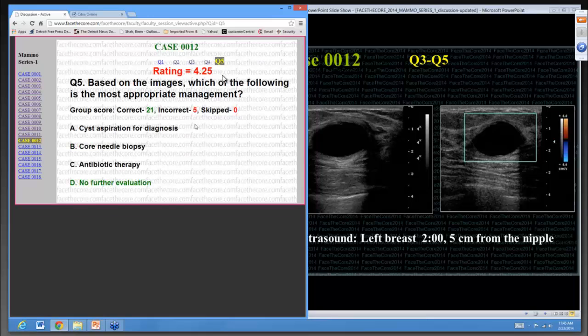Based on the images, which of the following is the most appropriate management? No further evaluation. We don't need to give antibiotic therapy. This is not an abscess. This is not a solid mass that needs a core needle biopsy. And we don't need to aspirate it for a diagnosis. This is a simple cyst.